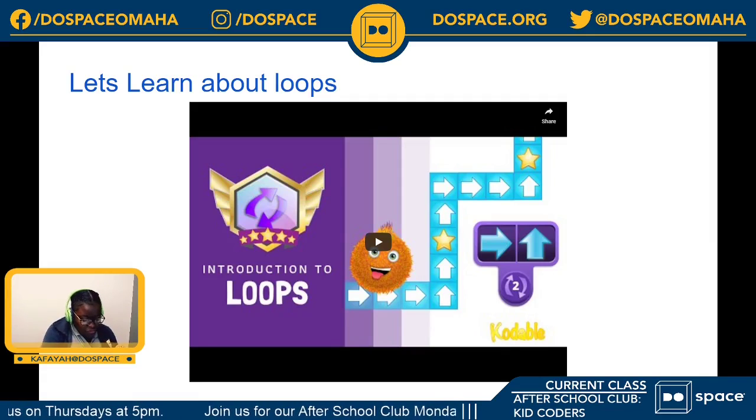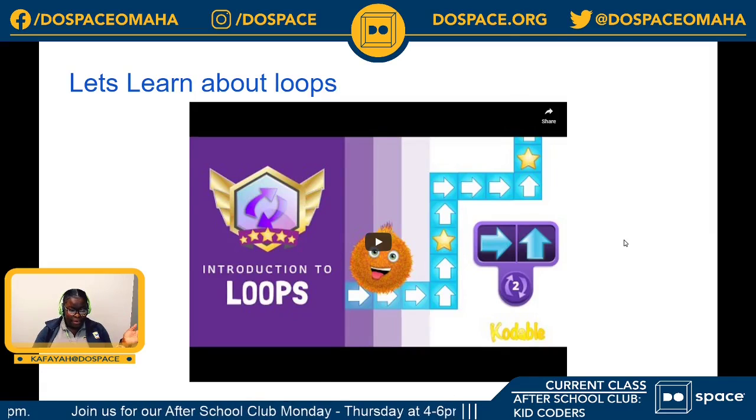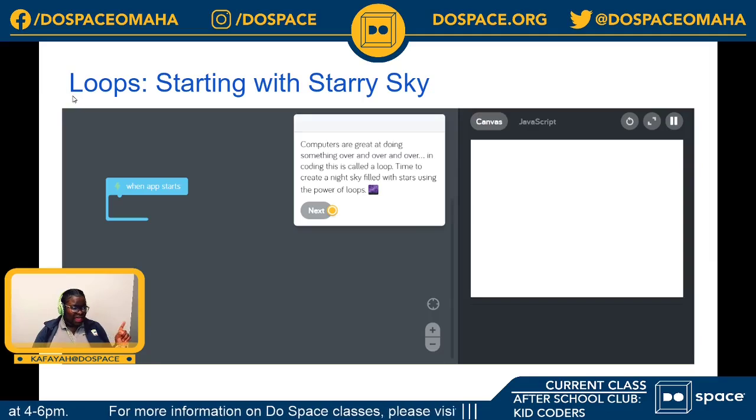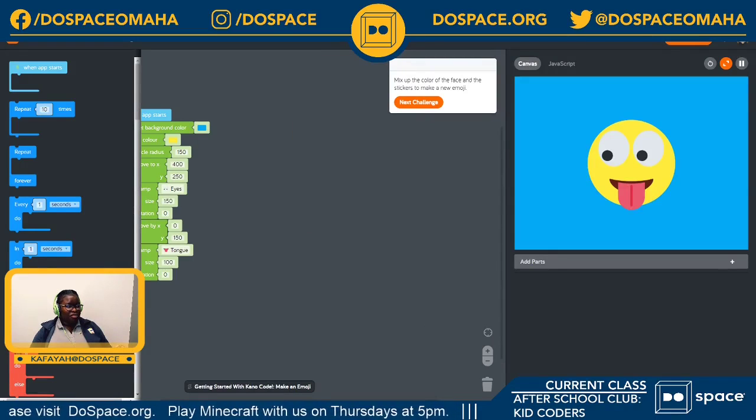Okay, so moving on, right now we're going to go ahead and practice using loops, but in the world of Kano coding. We have a few loops challenges on the Kano coding website, and I'm going to go ahead and get to that. The first challenge that we're going to complete is called Starry Sky. So we're going to have a lot of stars in the sky. How are we going to make that happen? I know for sure that we're going to be using loops, right? So let me go ahead and get us started on that.